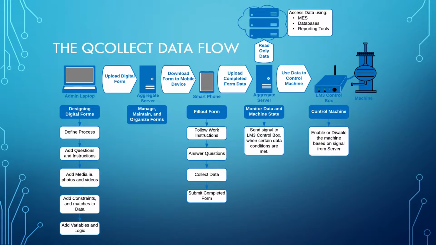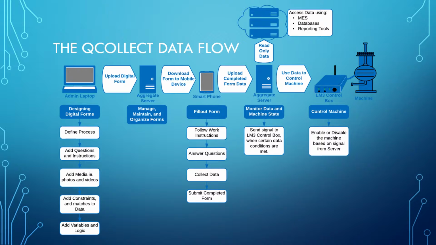Check out this visualization of QCollect's simple data flow. In consultation with your team, LM3 will design intelligent digital forms based on the processes you define. These forms then get uploaded to a server called ODK Aggregate, which will maintain, manage, and organize your forms. Using the ODK Collect Android app, your team will be able to download the forms they need onto their mobile devices. They can then collect data, fill out digital forms, and submit them to the server.